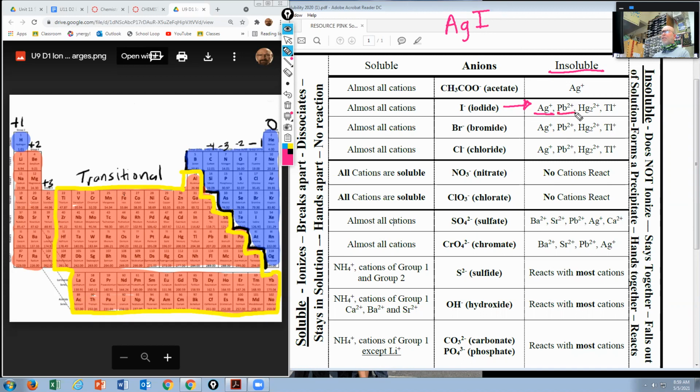What about if we did lead-2 with iodide? Well, if you made lead-2 with iodide, you have a -1 and a +2, which means you'd have to put a 2 there so the charge is balanced. This would also form an insoluble compound. Insoluble means things are going to be together, right? Lead and iodide will not dissolve in water, all right?